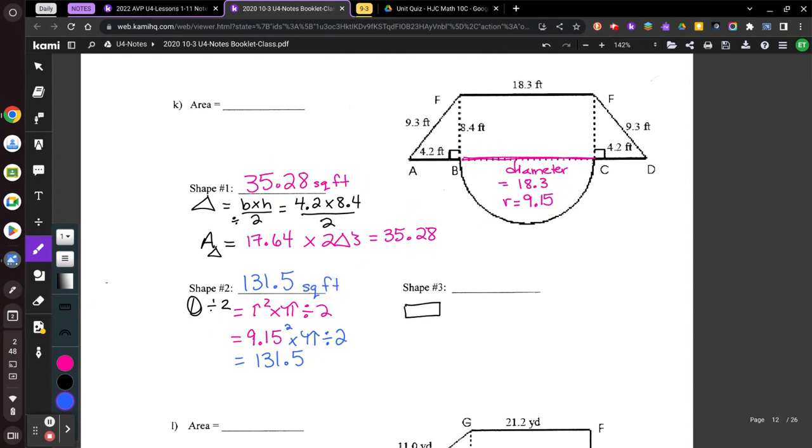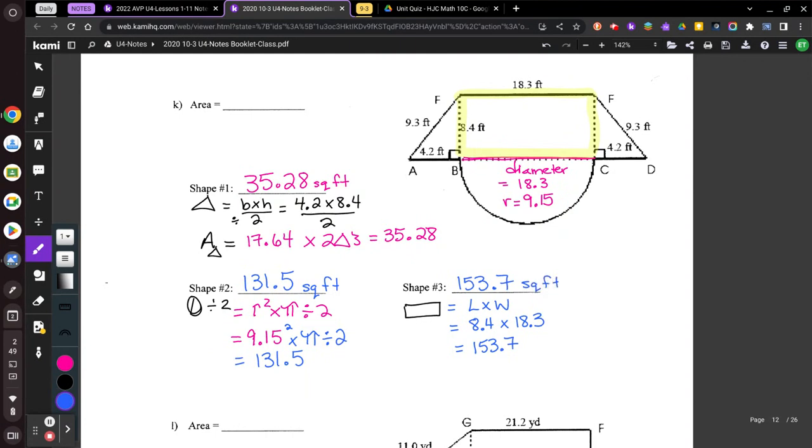Now we've got that lovely rectangle right in the middle that everything is attached to. So that rectangle, length times width, is going to give me 8.4 times 18.3. And that's going to give me 153.7, and that's going to be squared feet.